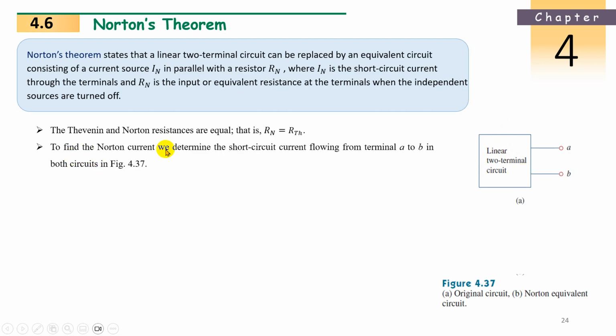Now, to find Norton's current, we determine the short circuit current flowing between terminals A and B in both circuits. We have to short circuit these two terminals and then find the current in it.